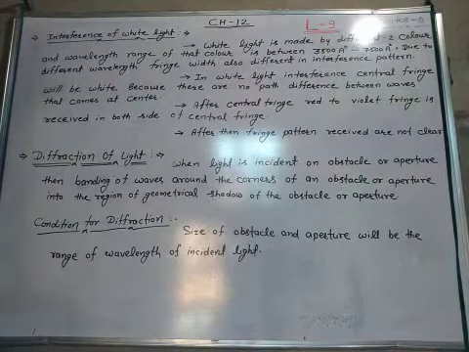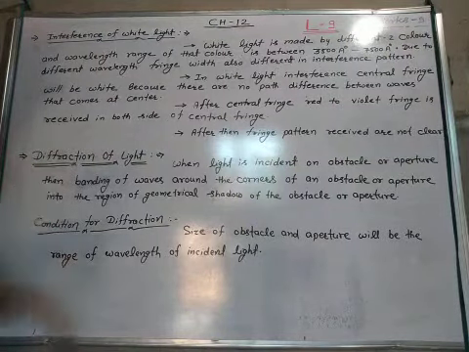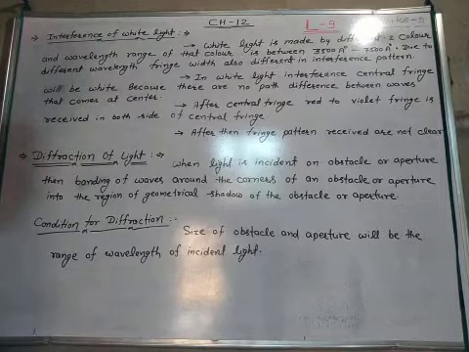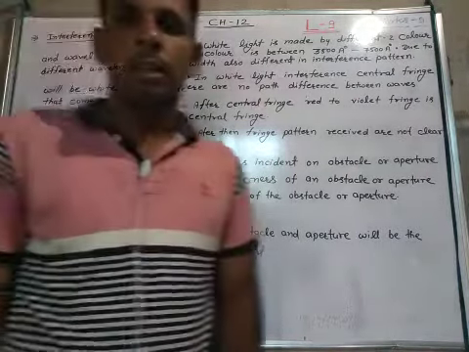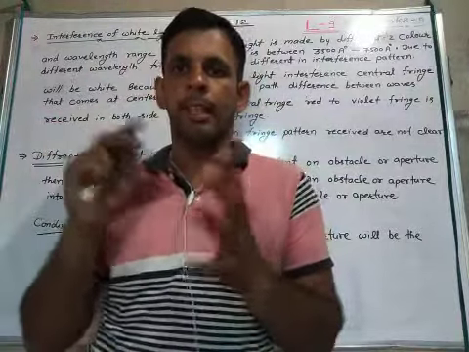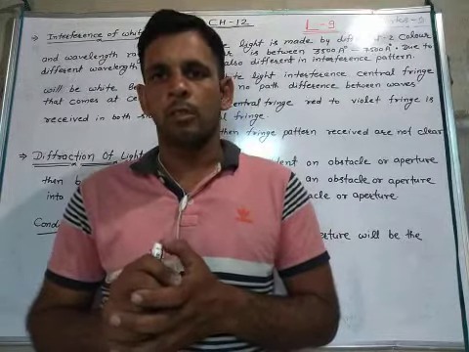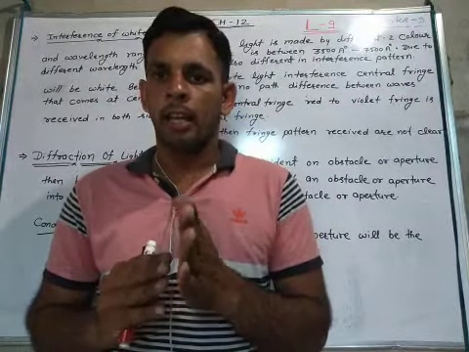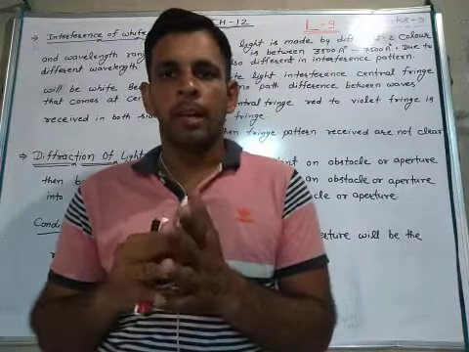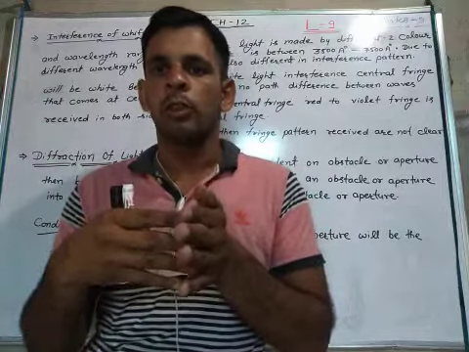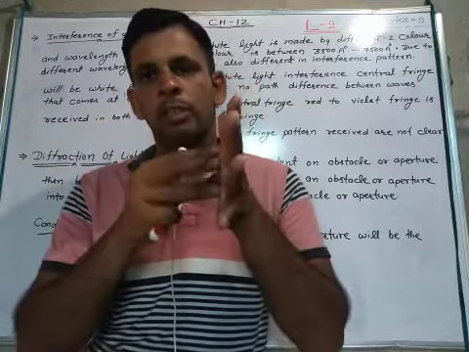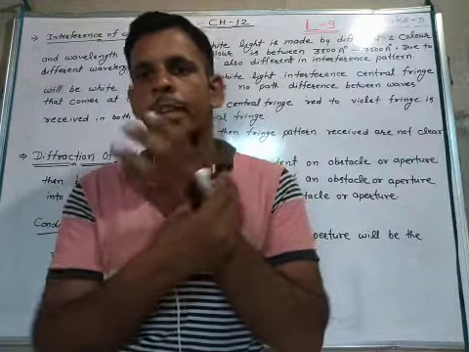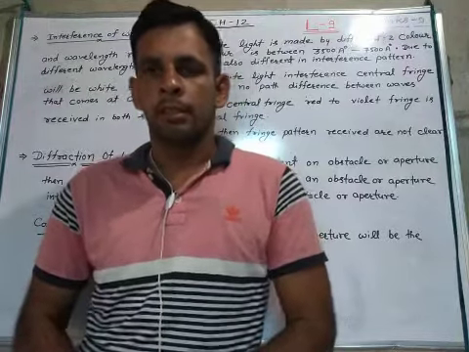After that, the new phenomenon of light is diffraction of light. What is diffraction of light? In this phenomenon, light is incident on an obstacle or aperture. An obstacle is a barrier that comes in the path of light. If there is a slit in the barrier through which light can pass, it is called an aperture.